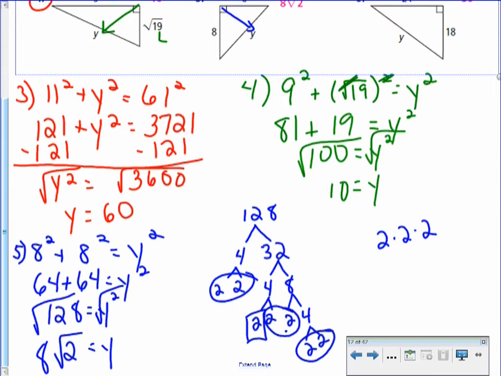That's the love of radicals. Any other questions?